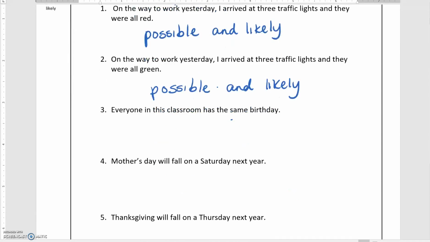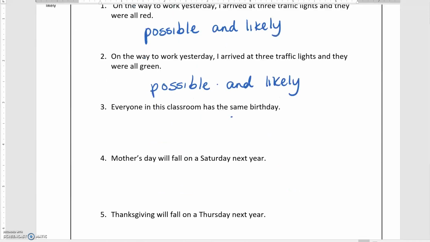The next one says, everyone in this classroom has the same birthday. Now that's something that could happen, but we'd be very surprised if in an entire class everyone had the same birthday. So we would say this is possible, but very unlikely.